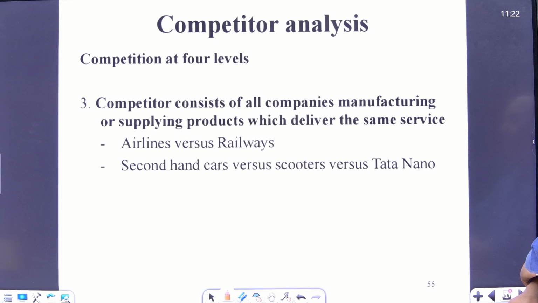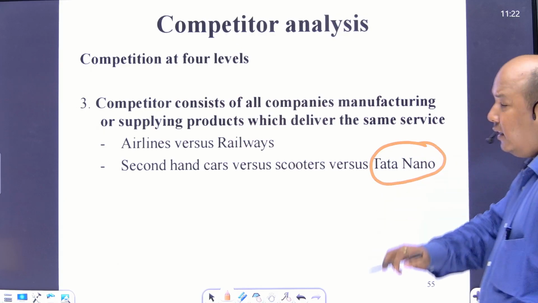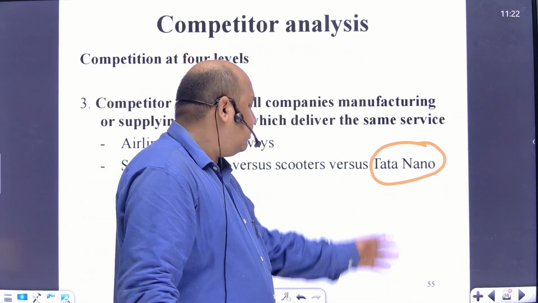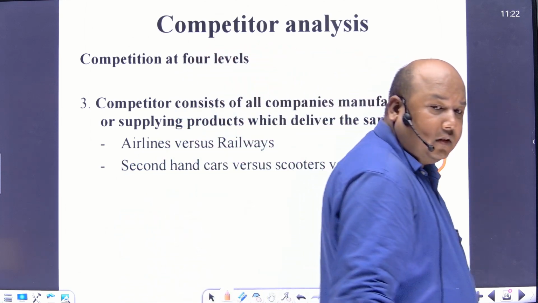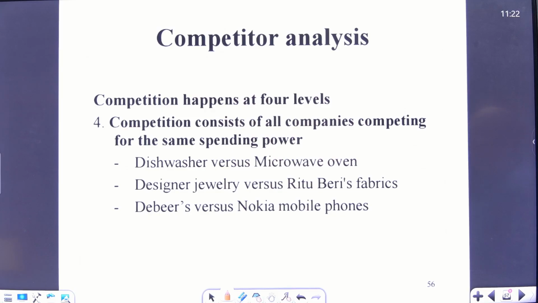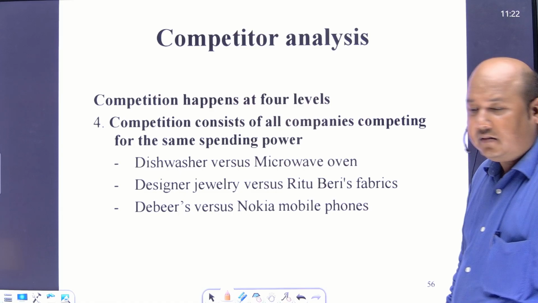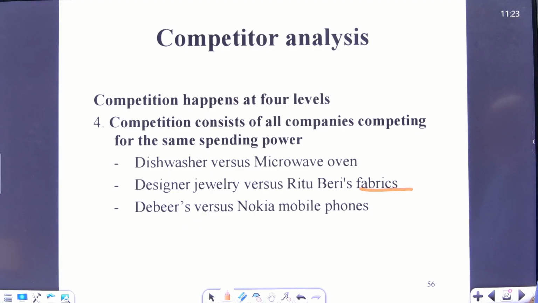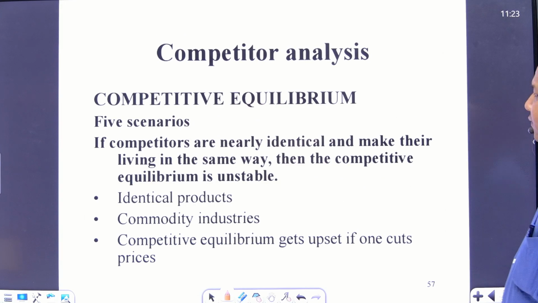Then competitors at the product level: airlines versus railways, second-hand car versus scooter versus Tata Nano. Tata Nano, the dream project of Ratan Tata. Everyone knows about Tata Nano. Competition also happens at other levels: dishwasher versus microwave oven, Disney jewelry versus Reliance jewellery, Rituberi, a brand for fabrics, Deepest versus Nokia mobile phones. So five scenarios are there.